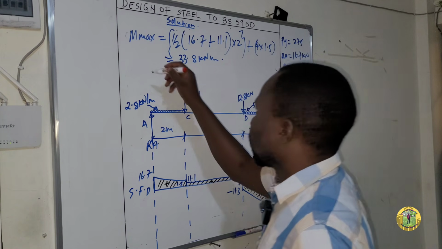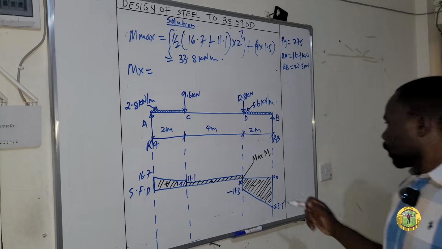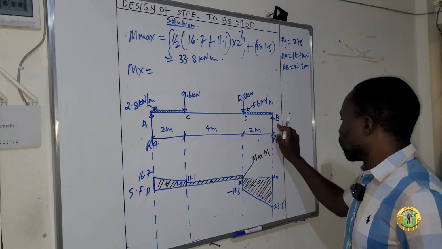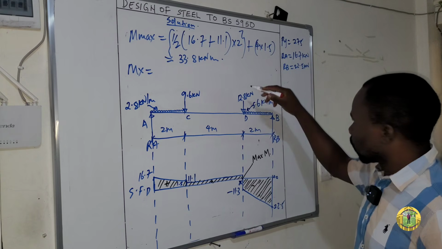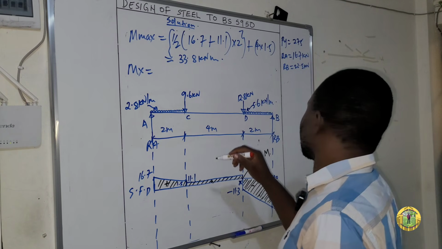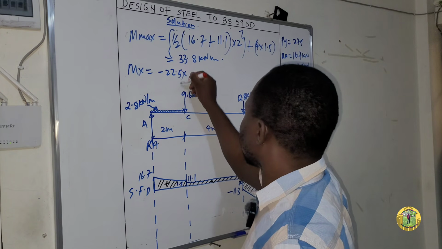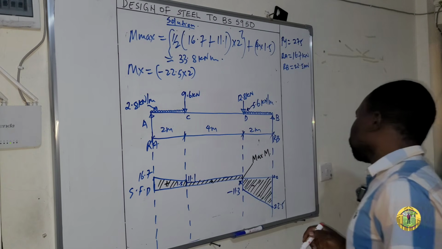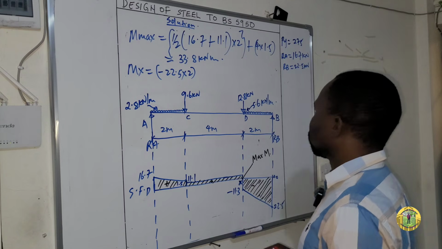So I will say Mx is equal to, if I sum all the moments at this point X, I will start with the reaction at B. In which direction is the reaction at B moving in reference to point X? It is moving in an anti-clockwise direction. So it will be minus 22.5 times the distance, which is 2. Remember, all the forces moving in an anti-clockwise direction, we consider them as negative. And those moving in a clockwise direction, we consider them as positive.